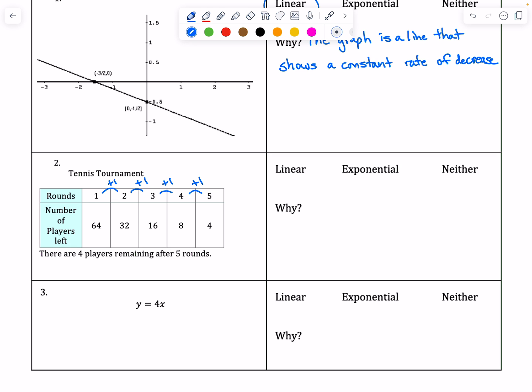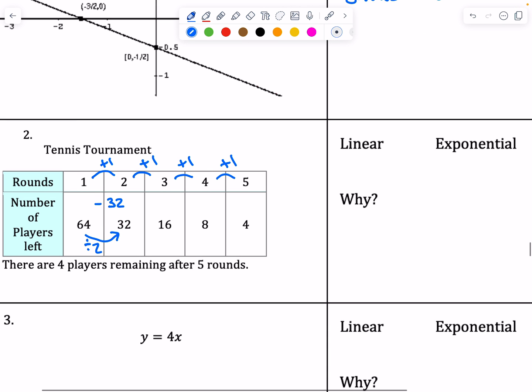So 64, if we had to go to 32, we could either subtract 32 to get there, or we could say 64 divided by 2 would also end up as 32. So it's like you're taking half of 64. So let me write that. So it's like dividing by 2. So let's see what happens on the next one. So it looks like 32 goes to 16. So then I'd have to subtract 16 to go from 32 down to 16. But if I divide 32 by 2, I would also get 16.